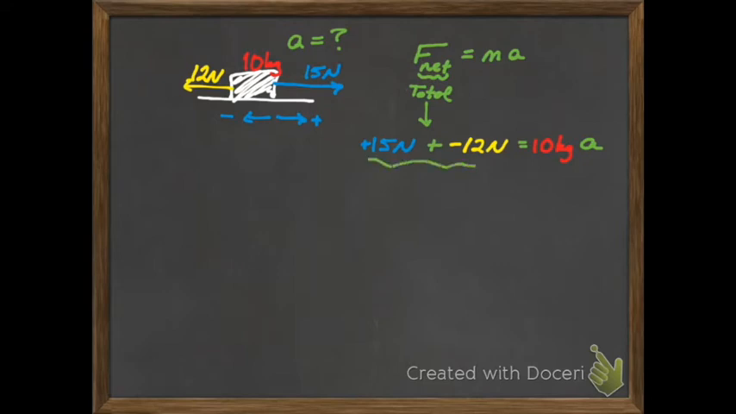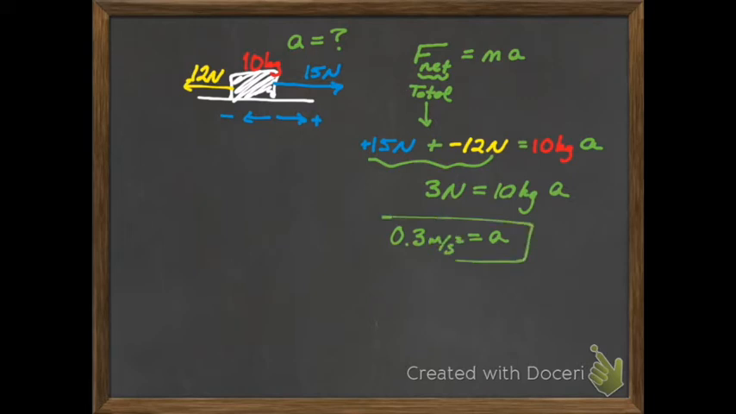So when we combine the forces on the left side, 15 newtons plus a negative 12 gives us a total of 3 newtons. So that is our net force. And now we need to solve for a, so we get the acceleration is 0.3 meters per second squared.